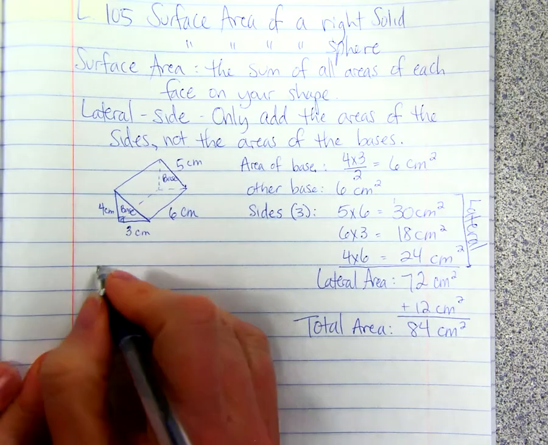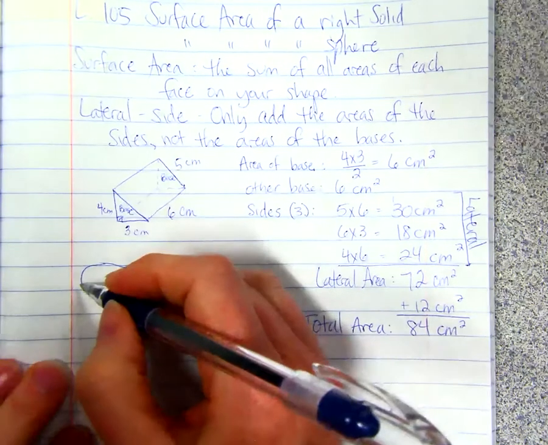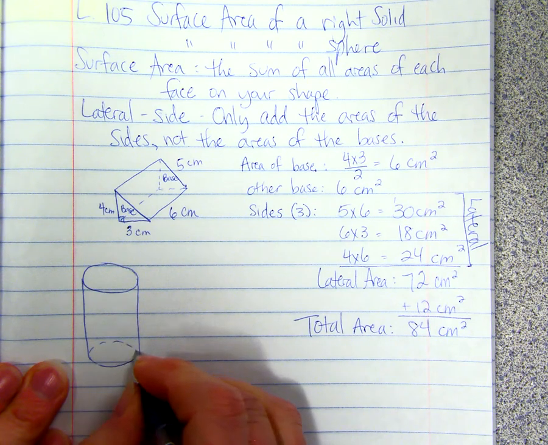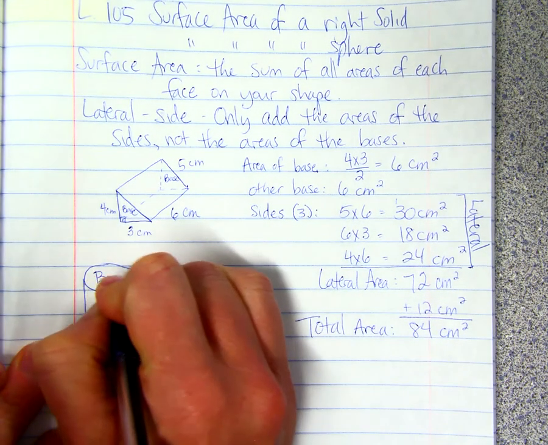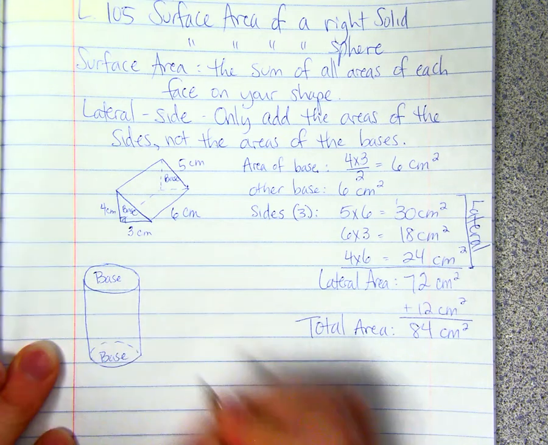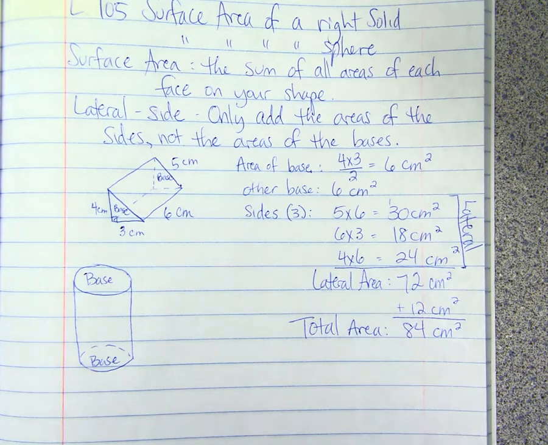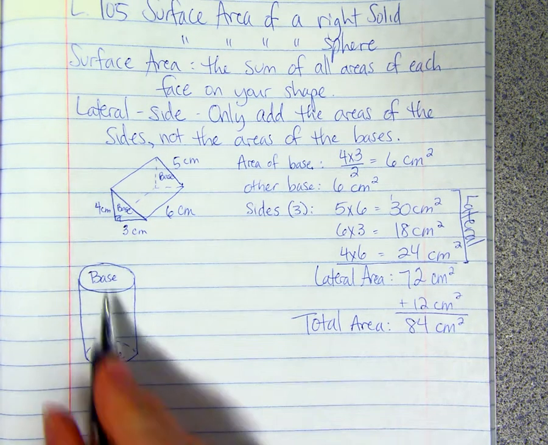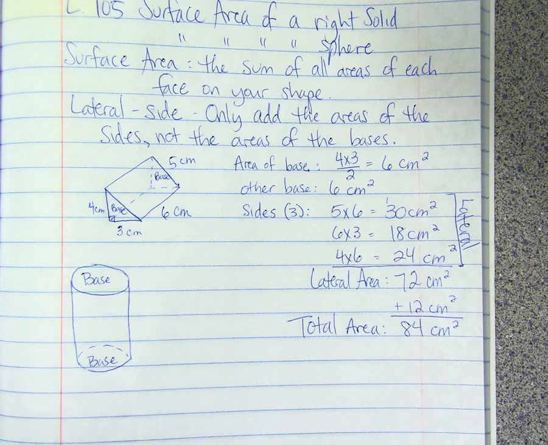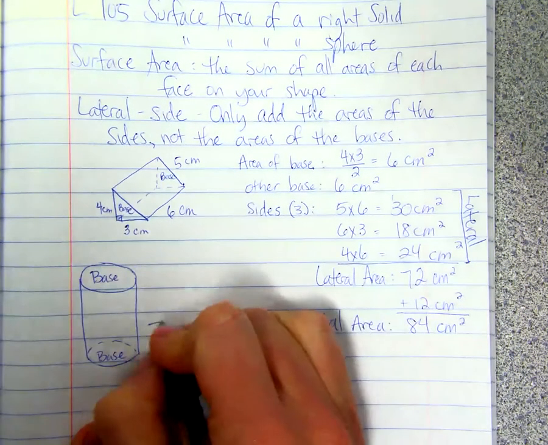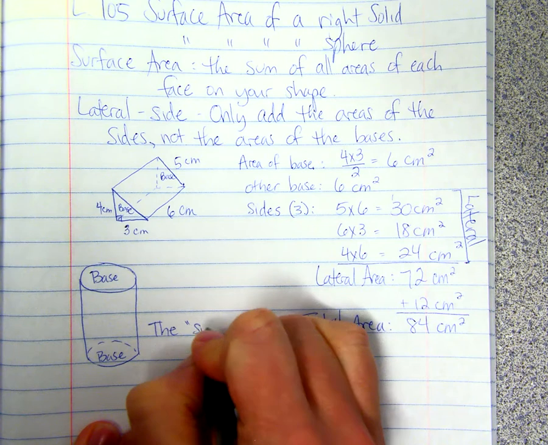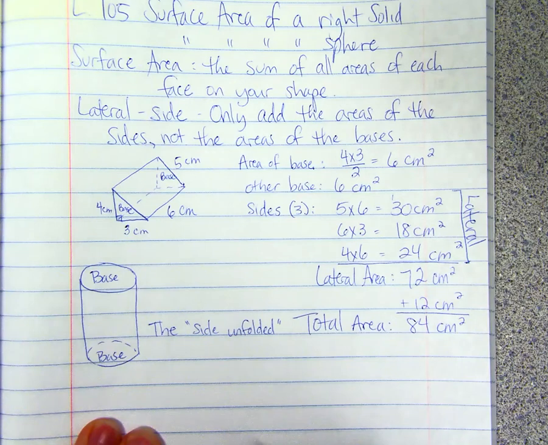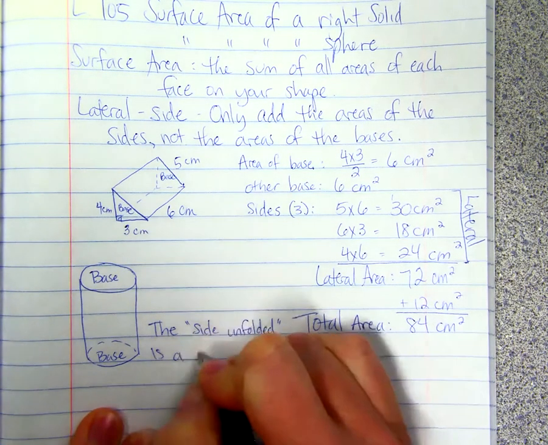When we have a cylinder, this circle's called the base, and the base. So if you imagine like a can of soup, if you cut off the label and roll it out, you're going to have the shape of a rectangle. So when we unfold the side, so the side unrolled, I guess, is a rectangle.